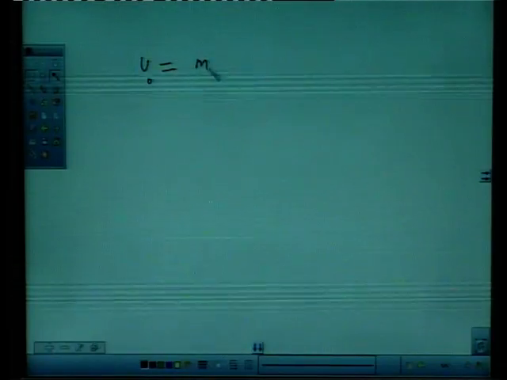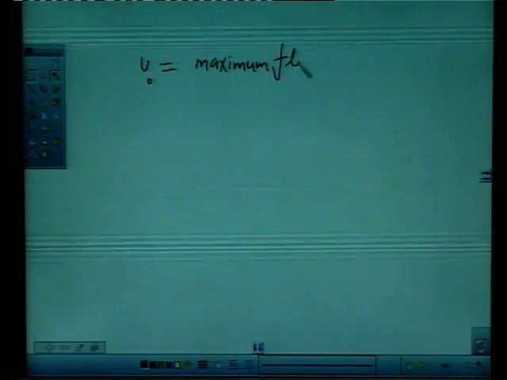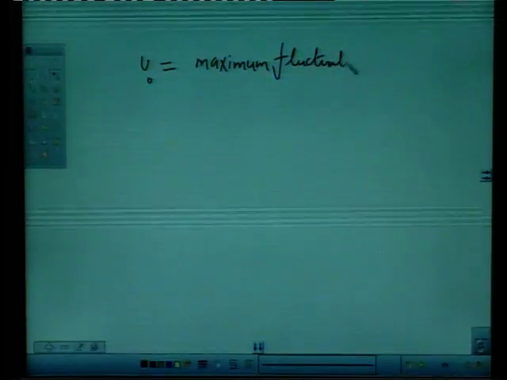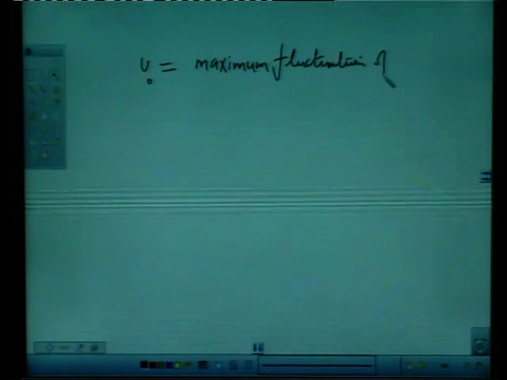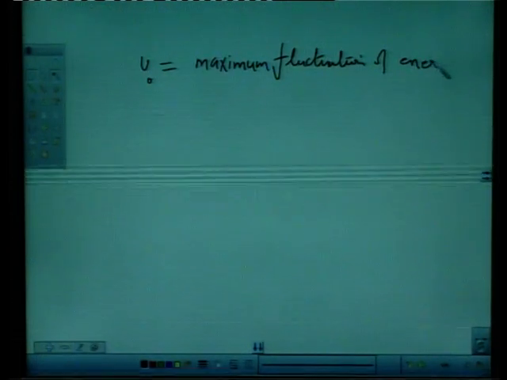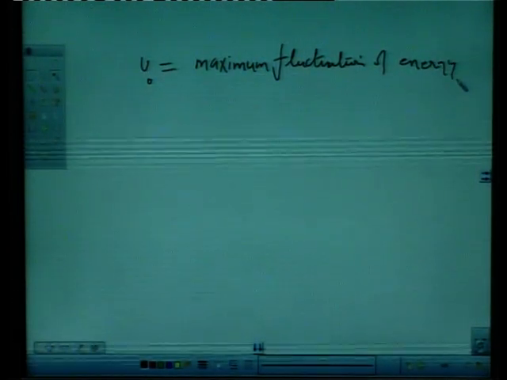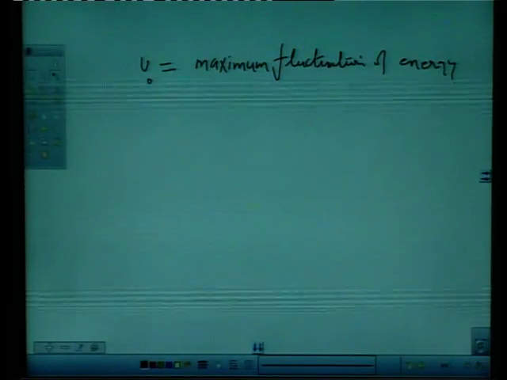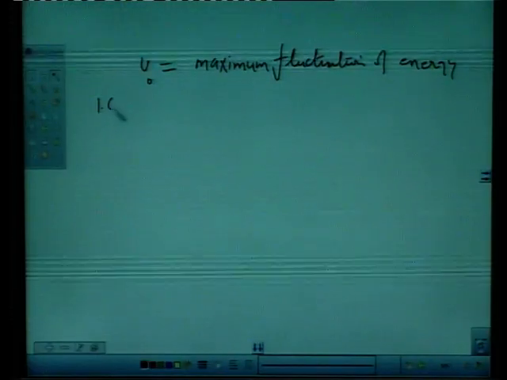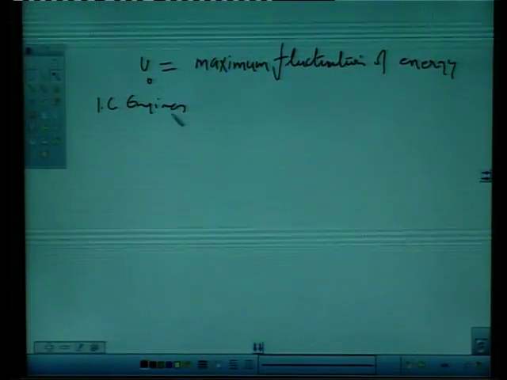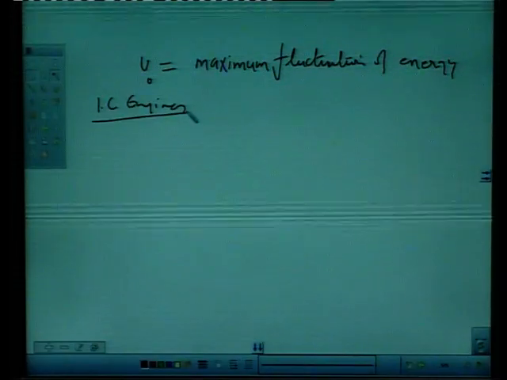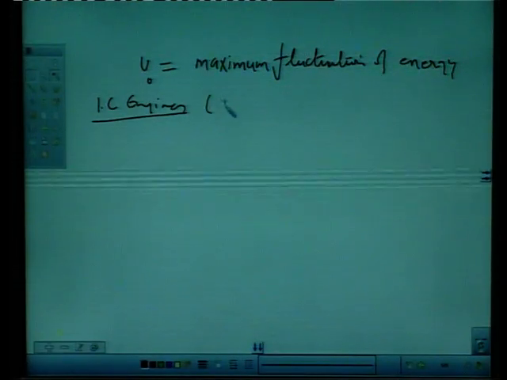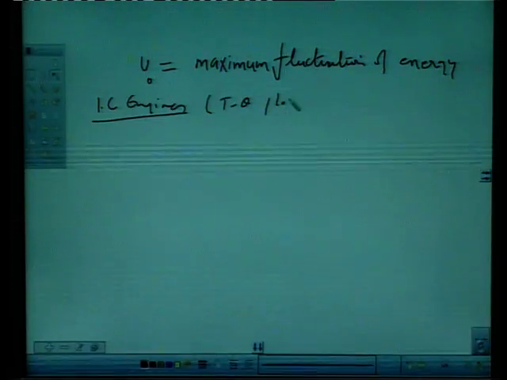Now, this is called maximum fluctuation of energy. For example, in case of IC engines, we have a T theta plot.